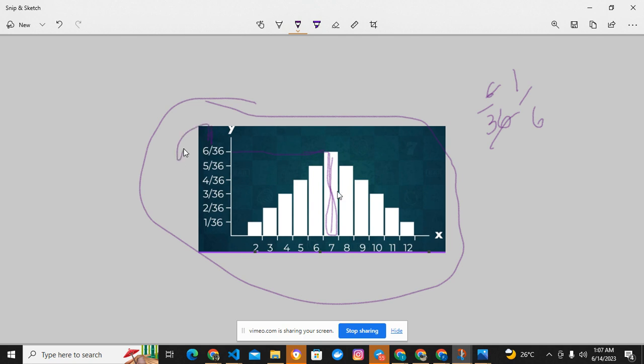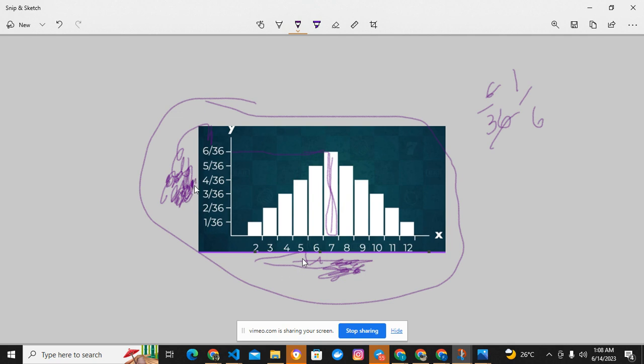From this graph, the x-axis shows the possible sums you can get from throwing two dice. Excuse me, I'm trying to correct what I've said wrongly. While the y-axis shows the probability of getting the sums. Let me repeat that again. From this graph, this x-axis shows the possible sum you can get from throwing two dice, while this y-axis shows the probability of getting the sums.